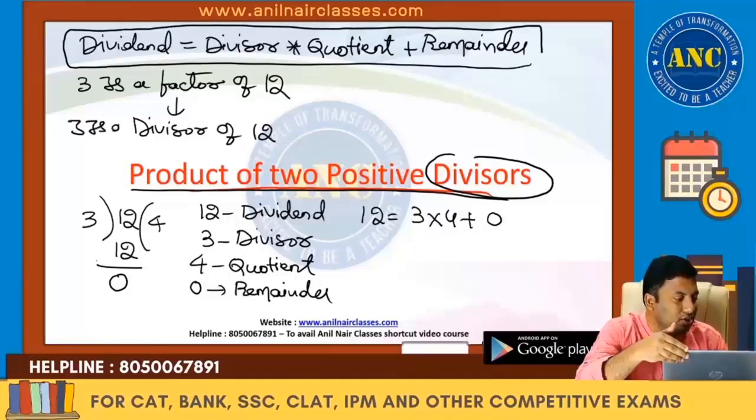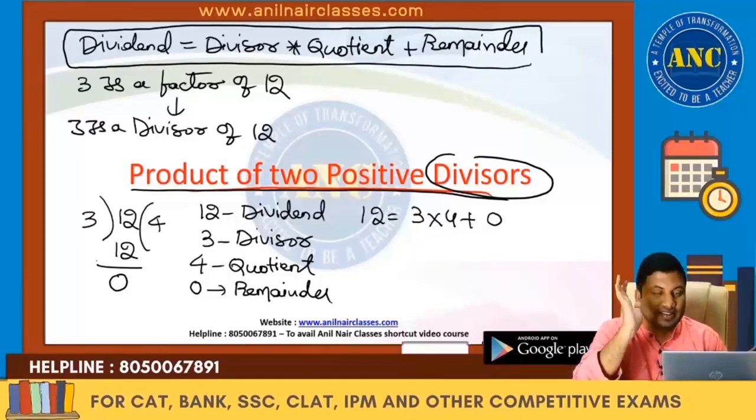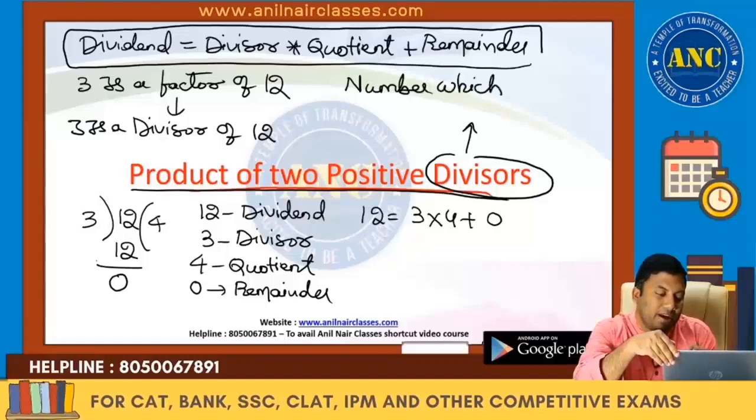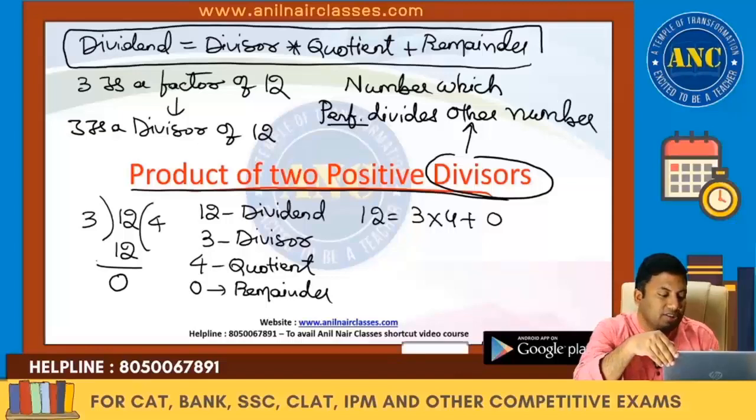I hope you understood the definition of divisor, right? Divisor means a number which perfectly divides another number. A number which perfectly divides another number is called a divisor. Perfectly divides means the remainder should be 0.